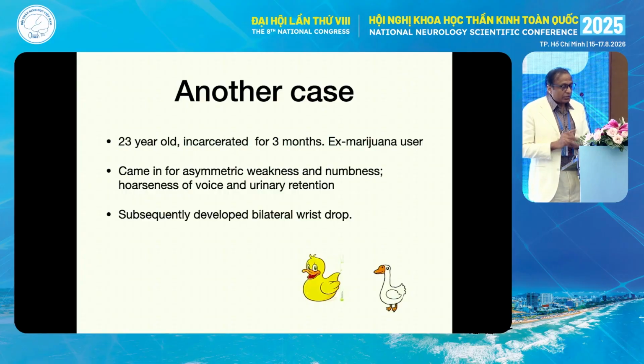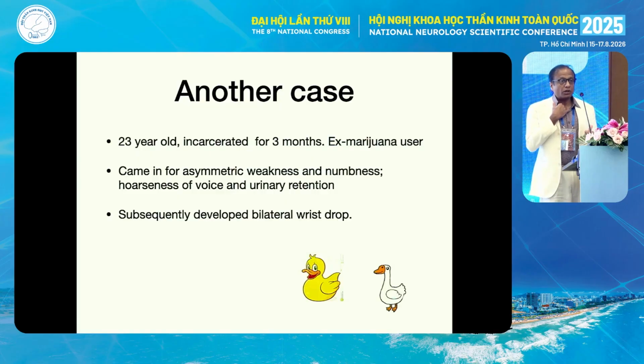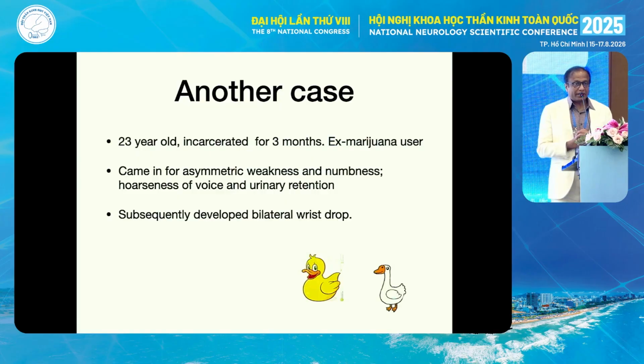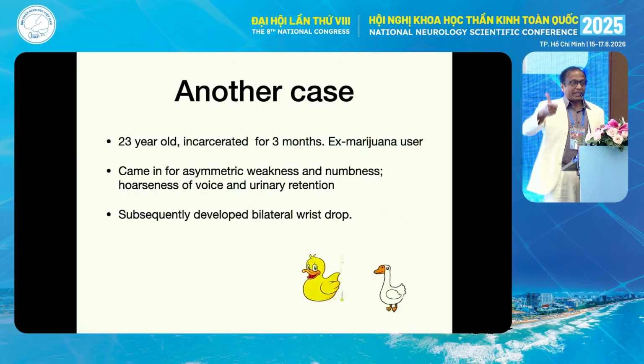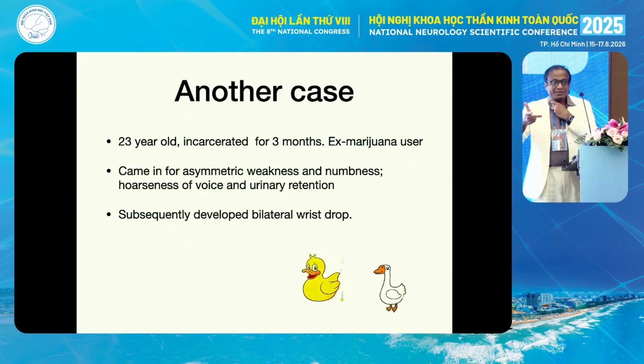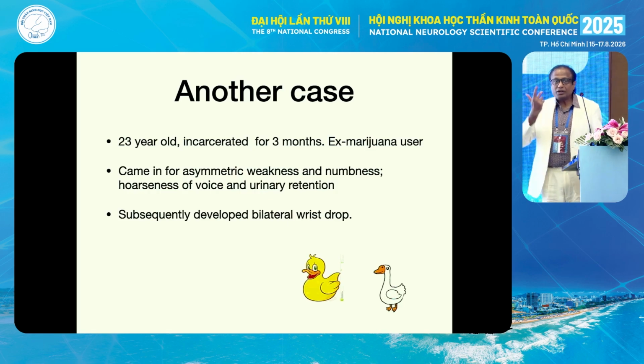But he came to us for ascending weakness, numbness, hoarseness of voice, and urinary retention. Again, acute weakness with sensory loss, bulbar symptoms, hoarseness of voice, and autonomic symptoms. So looks like a duck, walks like a duck, quacks like a duck. So I thought it was Guillain-Barré syndrome.